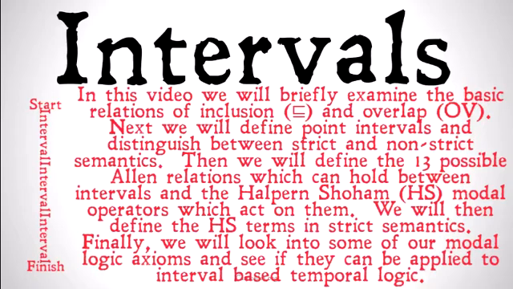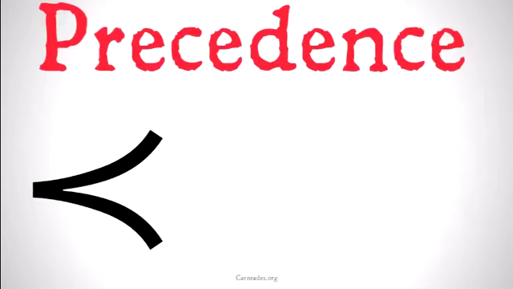Shoham, or HS, modal operators which act on them. We will then define the HS terms in strict semantics. Not non-strict semantics, only strict semantics. Finally, we will look into some of our modal logic axioms and see if they can be applied to interval-based temporal logic. There's a lot going on here. Hopefully, you can follow along and get a really good sense of what interval-based temporal logic is.